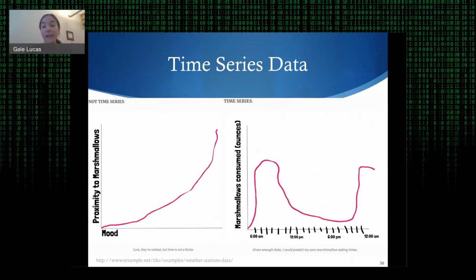Here, the correlation or the relationship between my mood and my proximity to marshmallows is not time series. That's distance to marshmallows and my mood. Those variables are not about time. But if instead you looked at the marshmallows consumed over time, and one of your variables is time, like 6 a.m. to 12 a.m., then it would be time series data, even though either of these data sets could be represented in tabular form.